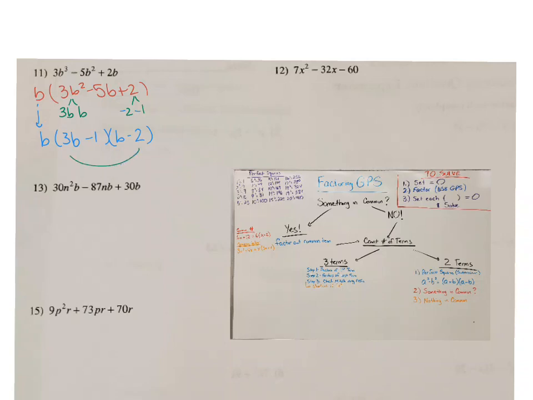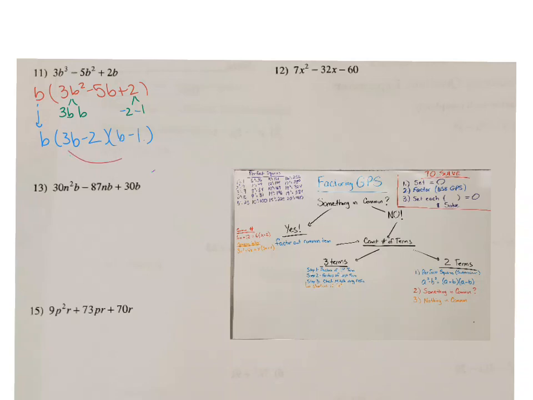I do the outside, I end up with minus 6b. I do the inside, I get minus 1b. Together, that's minus 7b. That's not what I want. So before I can say this doesn't work, I do have to change the order. I have to put the 2 with the 3 then. So I'm going to put 3b minus 2 and then b minus 1.